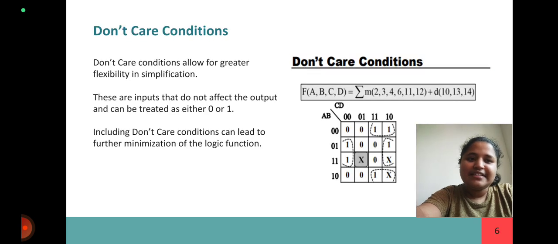Let's look at don't care conditions. Don't care conditions allow greater flexibility in simplification. These are inputs that don't affect the output and can be treated as either a 0 or a 1 value. Including don't care conditions can lead to further minimization of logical functions.